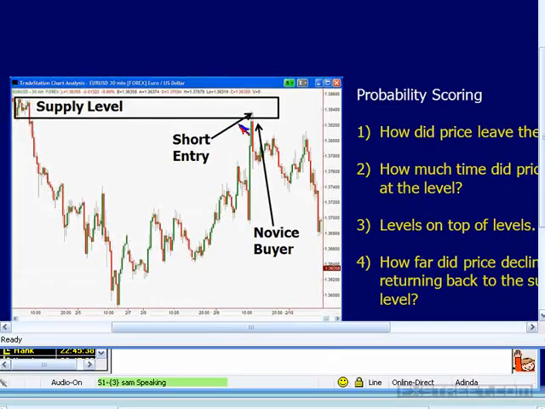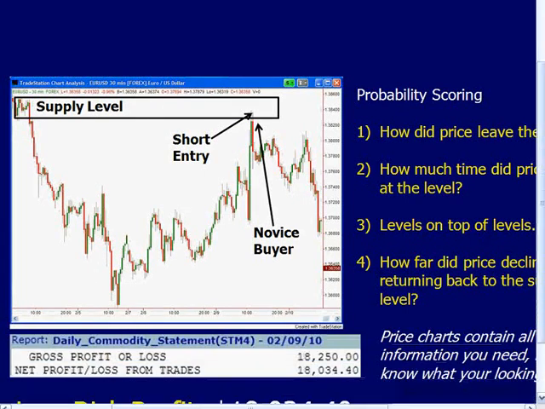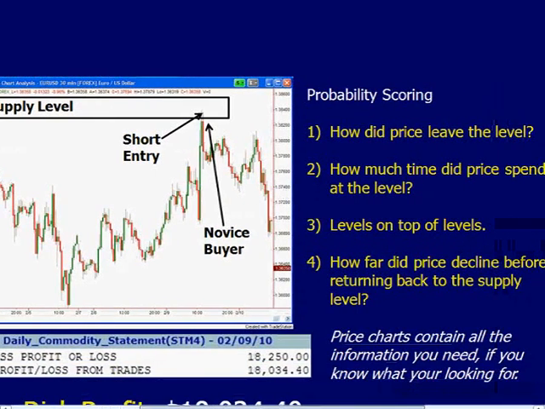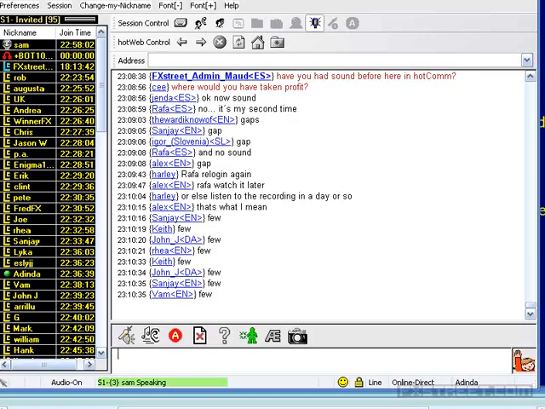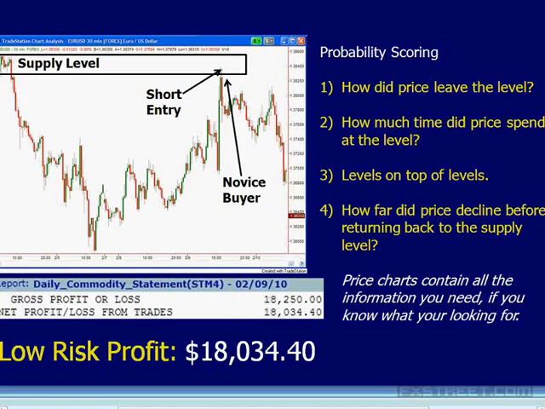Number three, levels on top of levels. We want to look for that. I think there's an example here. Yeah, let's look at this one. This is kind of taking us to, here, let me grab it for you. Here's another example here.